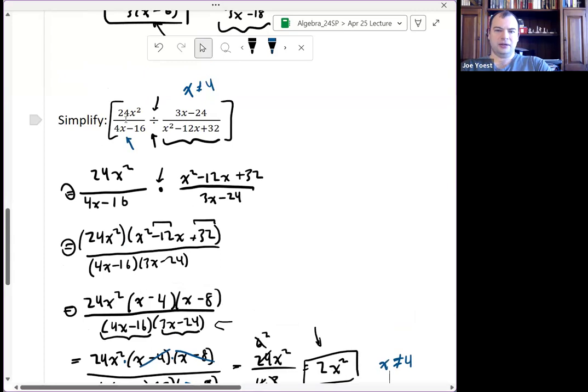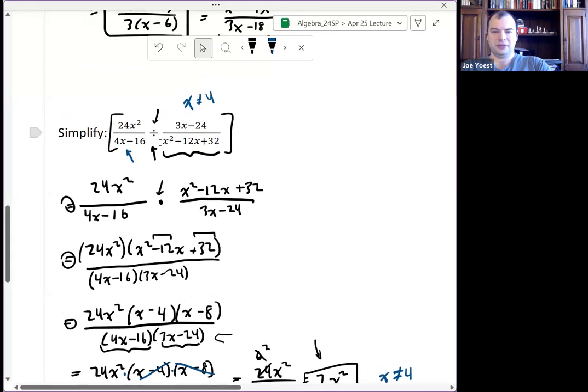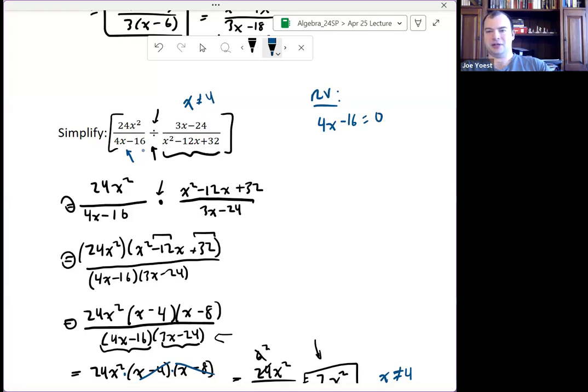I better explicitly state my restricted values if I'm going to say these are equal. Well, are there any other restricted values? So I have restricted values when, say, 4x minus 16 equals 0, when the denominator of the first fraction is 0. That's one place that I have restricted values. That's when x equals 4. That was just what I showed a minute ago because it was simple to figure out that plugging in 4 gives me a 0.